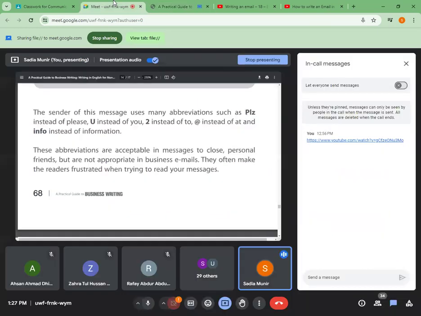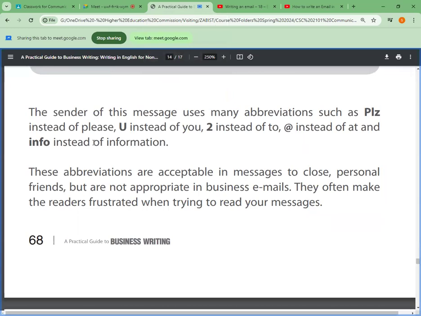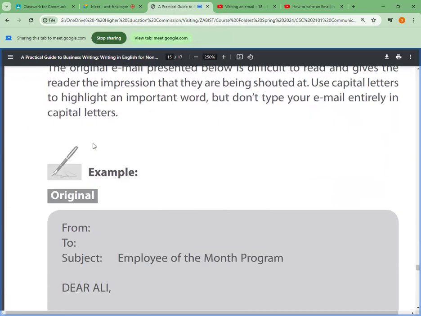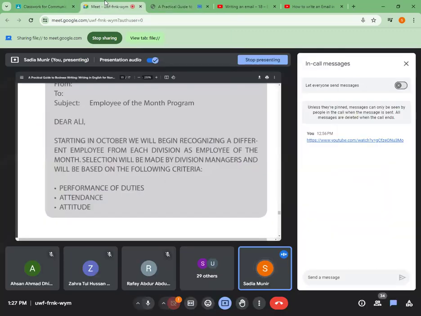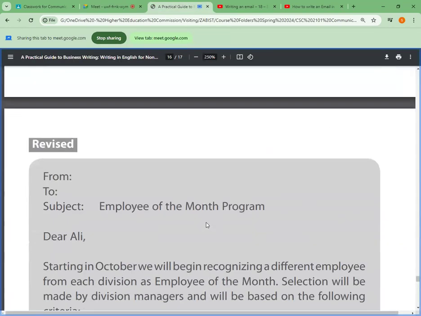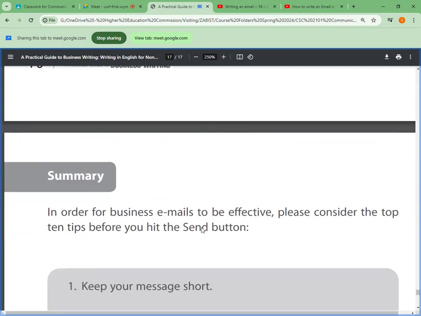ठीक है. ये सारे words जो highlighted हैं, जैसे please, you to, at info, should be avoided. These abbreviations are only acceptable अगर आप email informally लिख रहे हैं, लेकिन formal लिख रहे हैं तो it's not at all acceptable. अच्छा, avoid all capital words. ठीक है, अब look at this. All capitalized is not okay, so avoid it. अच्छा, this is the revised one. This is much better to read.